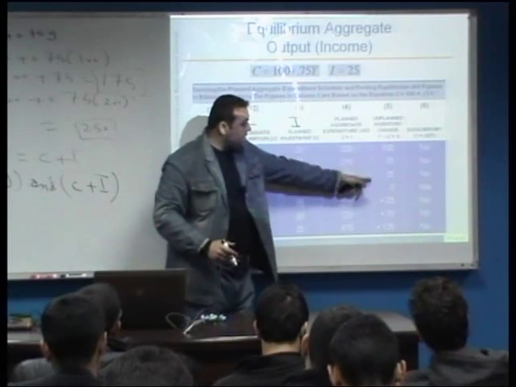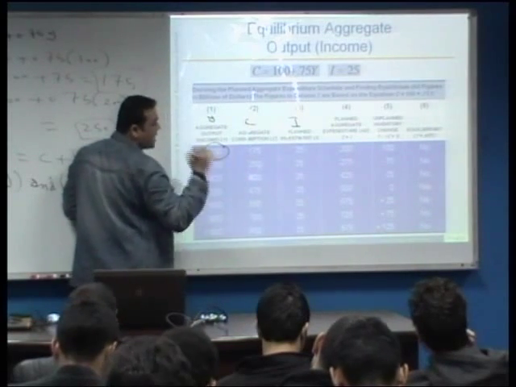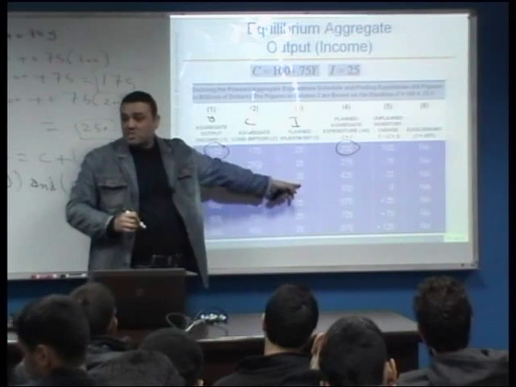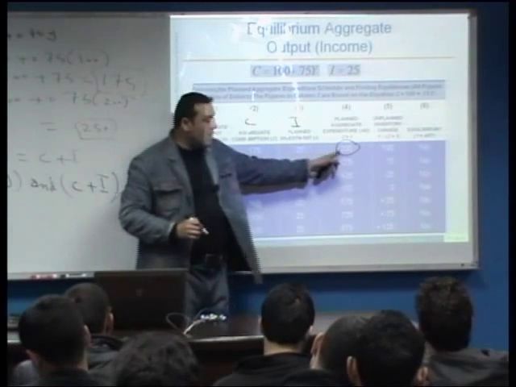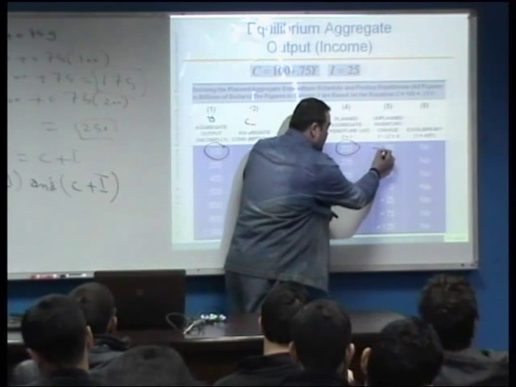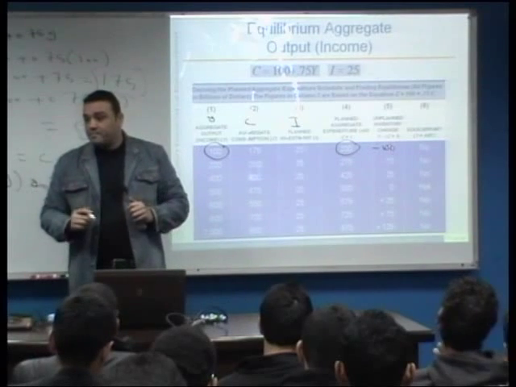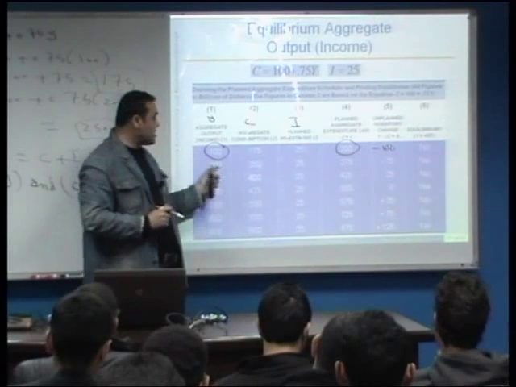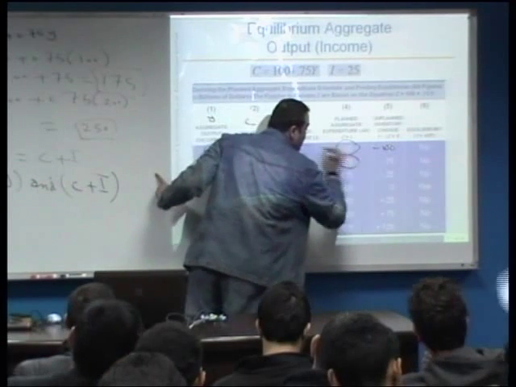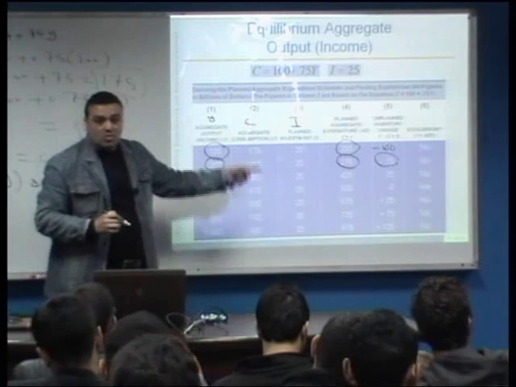So for the first case, Y, 100 minus 200. This is the planned aggregate expenditure. 100 minus 200 equals minus 100. This is minus 100. So there is no equilibrium. Right? What about the second case? 200 minus 275 equals minus 75, and so on.